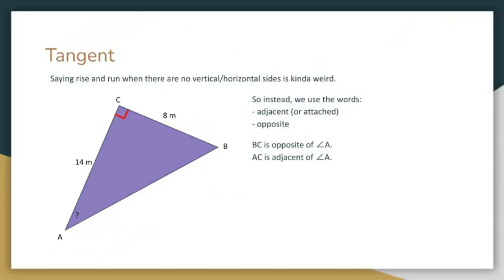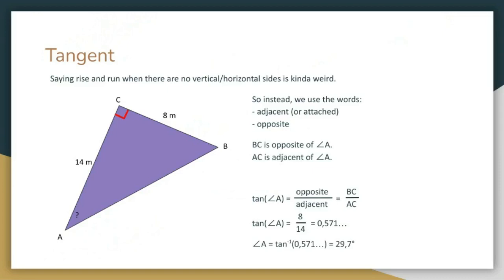So, starting today, we will be calculating an angle like this. First, we write down the trigonometry ratio formula. The tangent of angle A is opposite over adjacent, meaning BC over AC. We then fill in the numbers we have, meaning the tangent of angle A is 8 divided by 14, which is approximately 0.571. Lastly, we take the inverse tangent of 0.571 to receive 29.7 degrees for angle A.